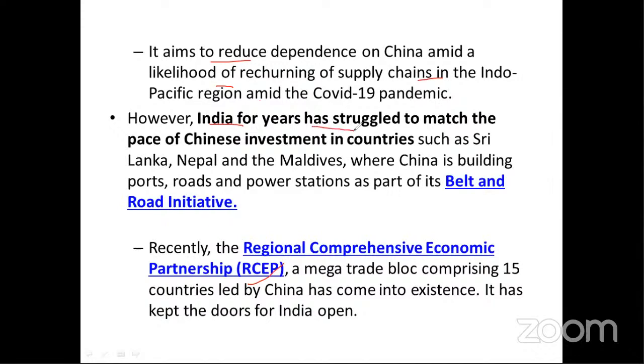However, India for years has struggled to match the pace of Chinese investment in countries such as Sri Lanka, Nepal, and Maldives, where China is building ports, roads, and power stations as part of the Belt and Road Initiative. Recently, the Regional Comprehensive Economic Partnership, a mega trade bloc comprising 15 countries led by China, has come into existence. It has kept the door open for India. Last year, India decided not to join the Regional Comprehensive Economic Partnership because it is a very large free trade agreement signed among the 15 countries. But India is not a part of the Regional Comprehensive Economic Partnership Agreement.